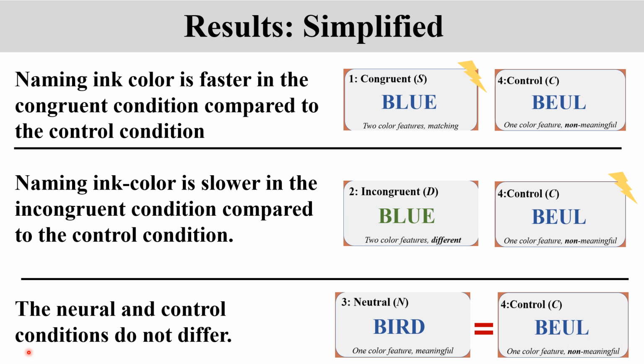And they also found that the neutral and control condition do not differ. So there's a typo here. What does this mean? The neutral and control condition do not differ. So they didn't find a difference between naming the color of a word that is not color related versus naming the color in a word that's not really a word. So there's no difference. They say this is blue as fast as they say this is blue. So these are the findings of the Heinzen paper simplified.